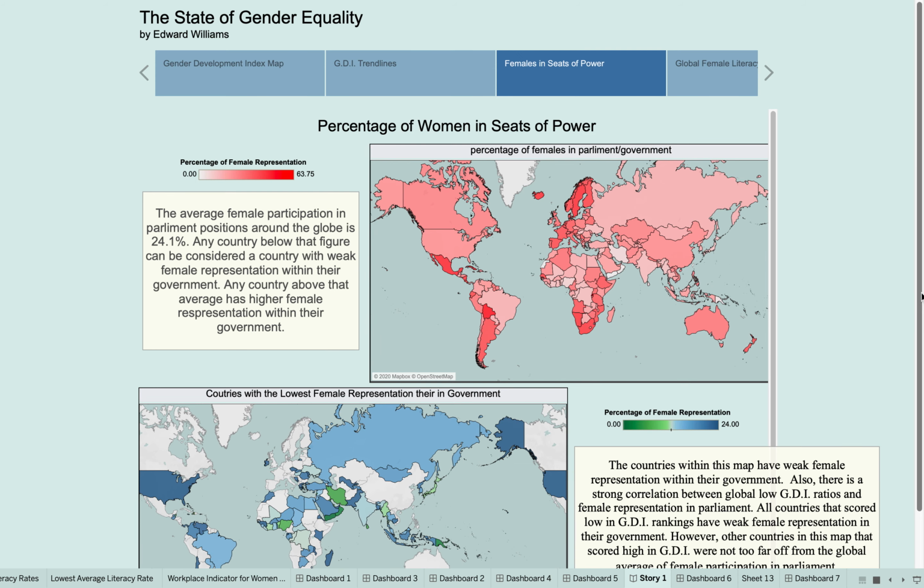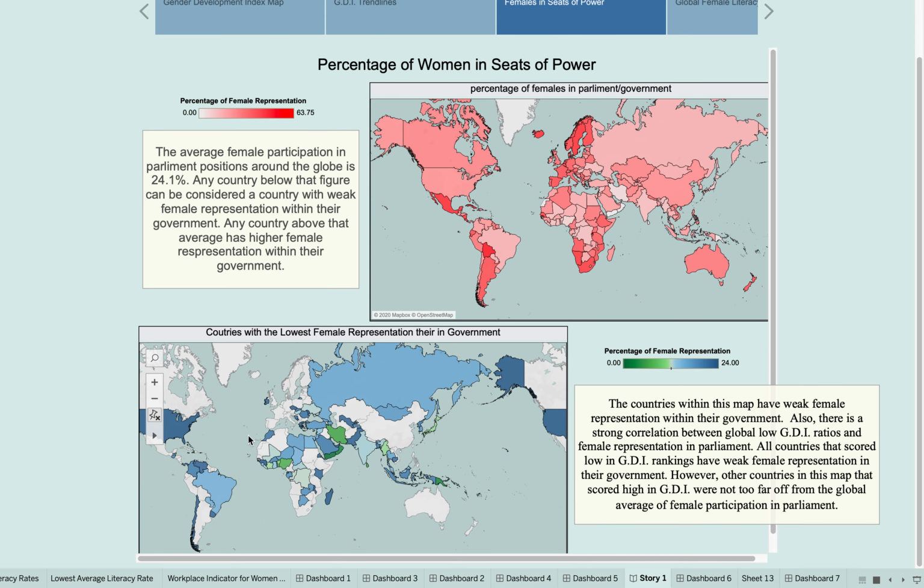And as you can see in the graph below that, a lot of countries fail in hitting that 24.1%. So these are the countries in the light blue that have the lowest. The countries in the green and the light blue have the lowest female representation within their government. And what's very interesting about this is that countries that rank low in this metric also rank low in the Gender Development Index rankings as well. One thing that also stood out to me was the fact that America actually scored lower than the global average of female participation in government, which is very interesting.